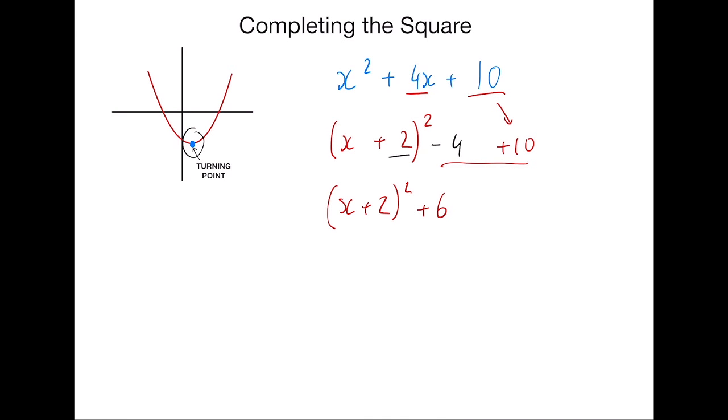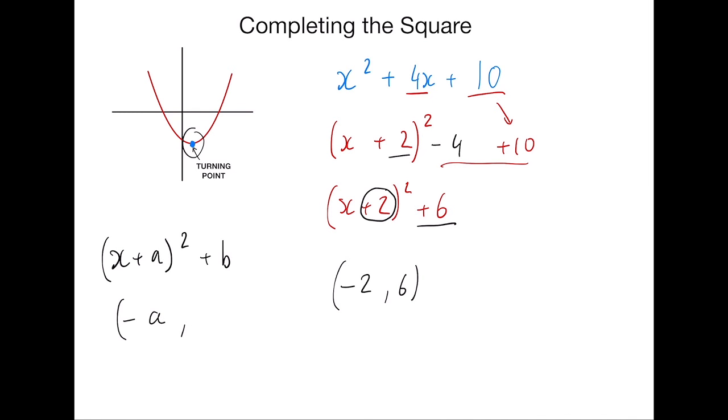So the turning point, this point here, is going to have the coordinate of -2, +6. So it always stays the same as this one, but it's always the opposite of whatever that sign there is. The general form for completing the square is (x plus a) squared plus b, where the coordinate is -a and b, for some of you that prefer to write general formulas for things.